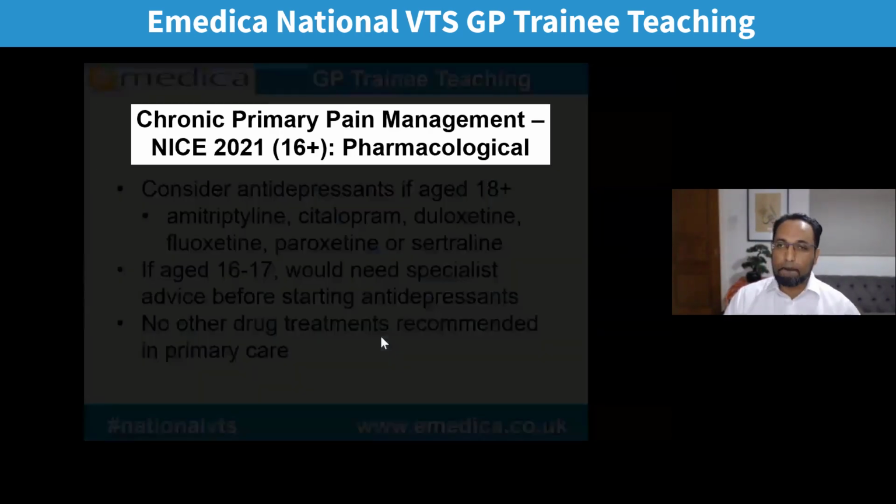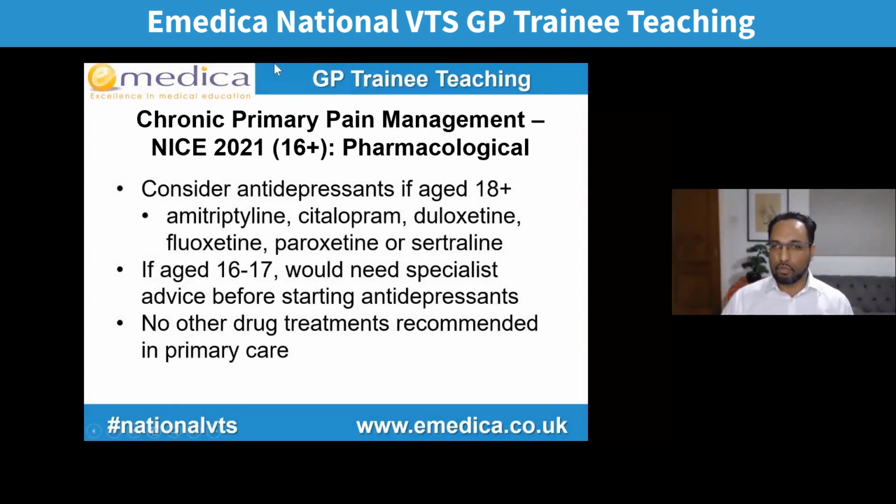And then for pharmacological, if they're 18 plus, the guideline actually talks about people 16 plus, but specifically in terms of medication, they split that into 18 plus and 16 and 17 year olds. So 18 plus, if you're going to think about a medication, it should not be an analgesic, it should be an antidepressant. So any one of these are recommended in the guideline.